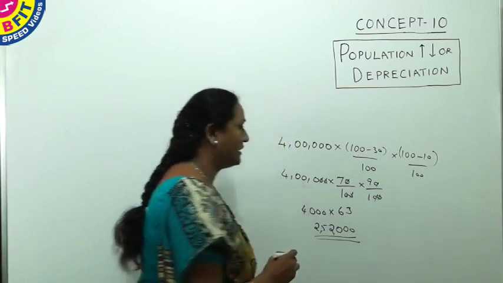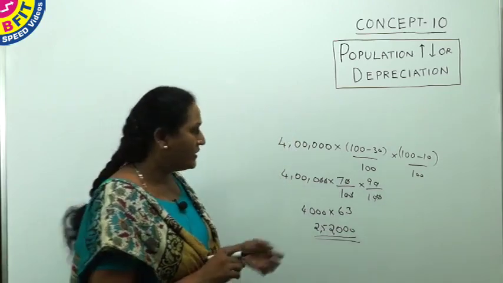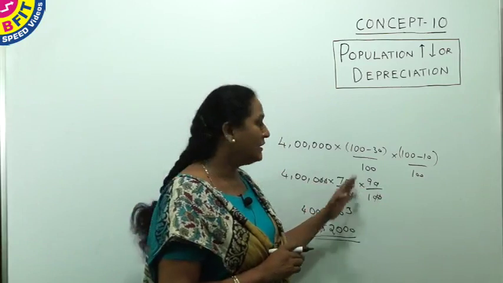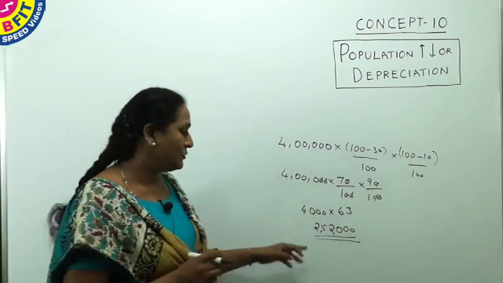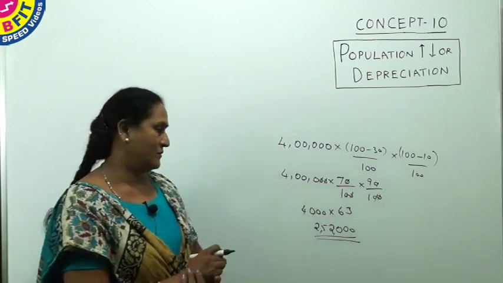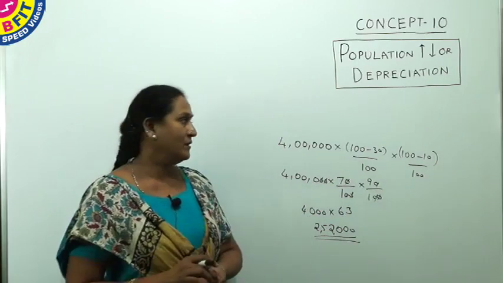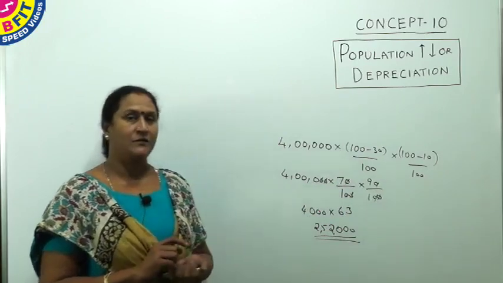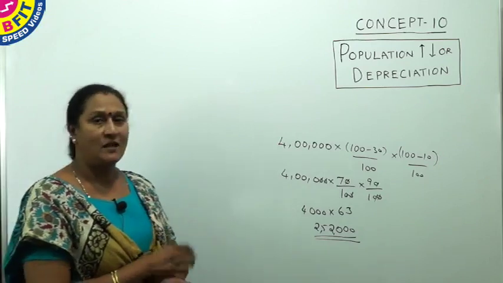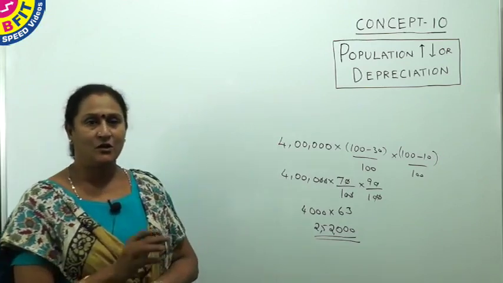So the value of the car after 2 years, after the depreciation of 30% the first year and 10% the second year, is 2,52,000. So the answer is option B. So we'll see another example for this appreciation and depreciation concept.